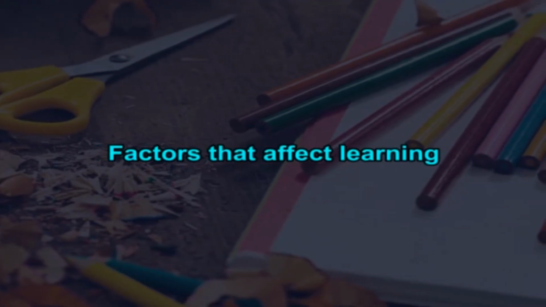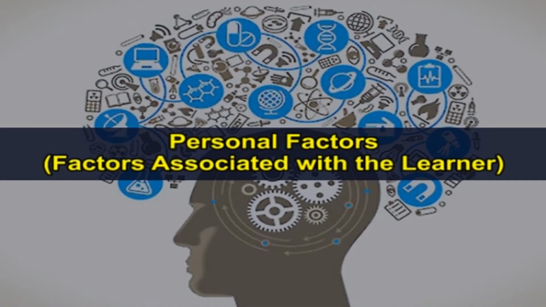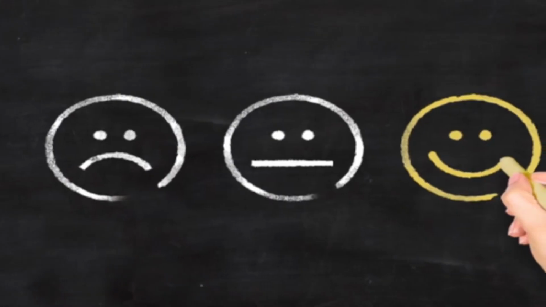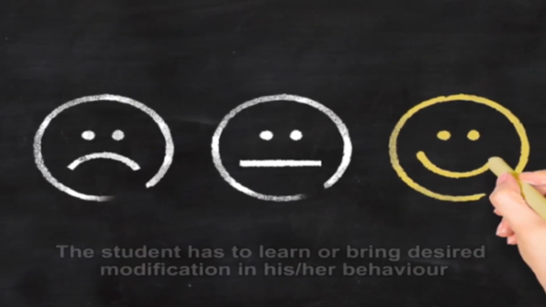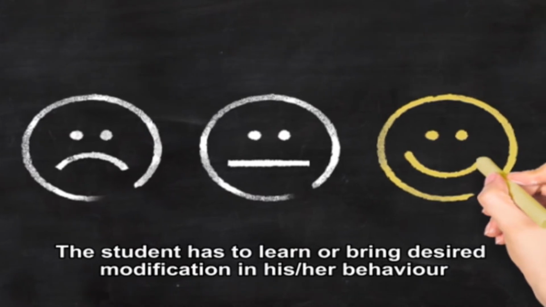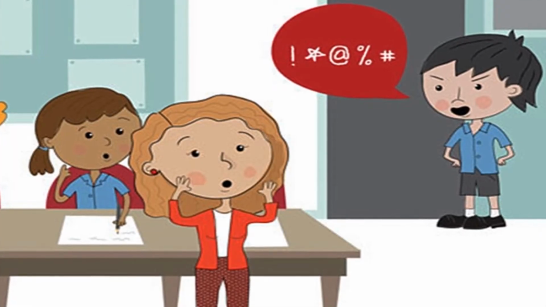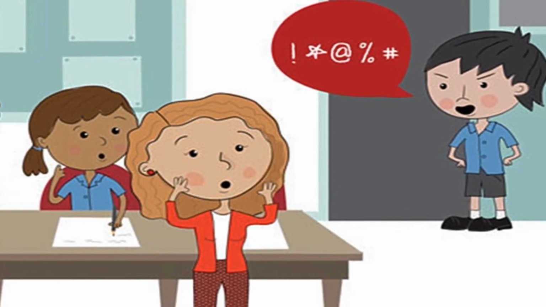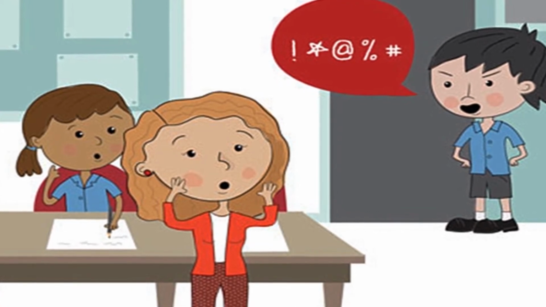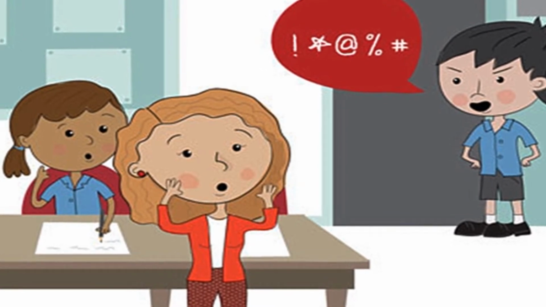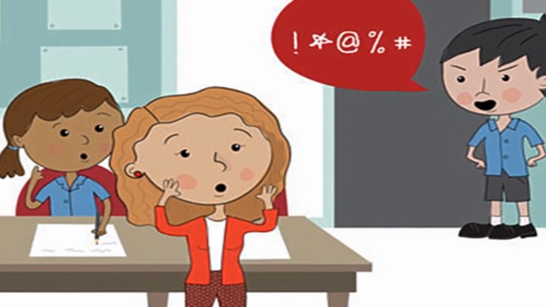Factors that affect learning. Now we see about the personal factors, that is, factors associated with the learner. The learner is the key figure in any learning task. The student has to learn or bring desired modification in his or her behavior. How the student will learn or what she or he will achieve through a particular learning act depends heavily upon her or his own characteristics and way of learning. Some of the personal factors associated with learning are described below.